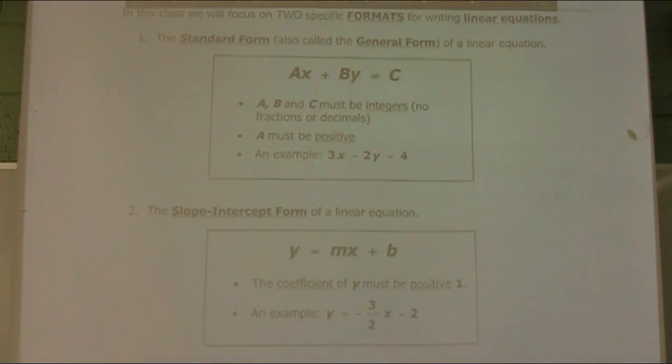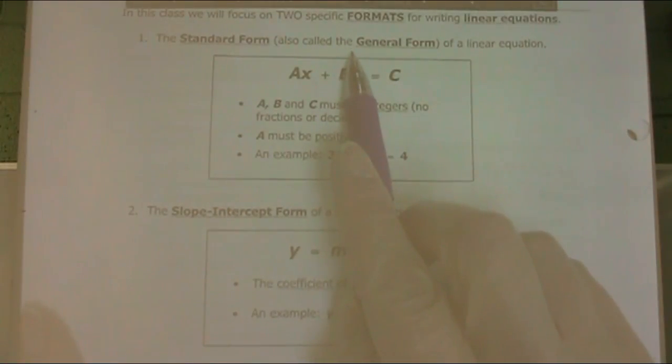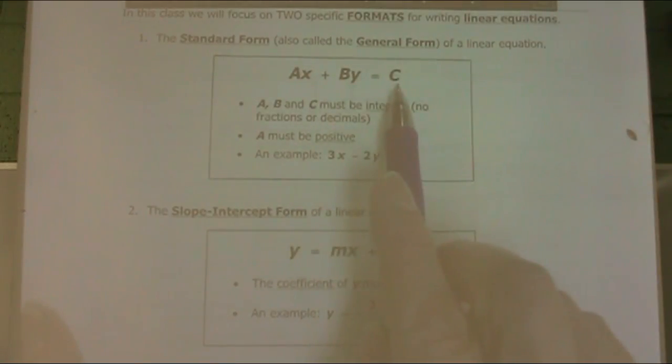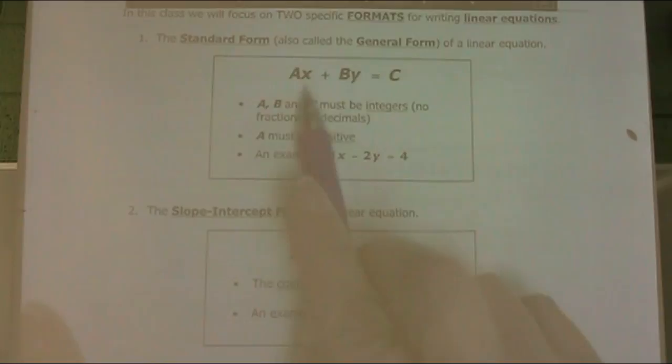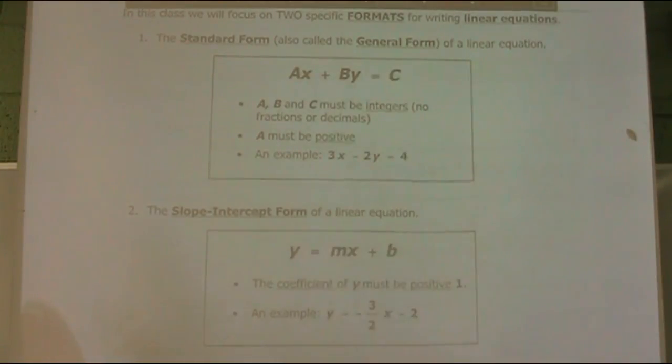The first one is called standard form. When I ask you to write linear equations in the future, I'm going to specify the form, which is why you need to know the form. So standard form, which your book also calls general form, looks like this. ax plus by equals c. The x term is first, then the y term, then an equal sign, then the constant term. And here's what you also have to have. A, B, and C must be integers.